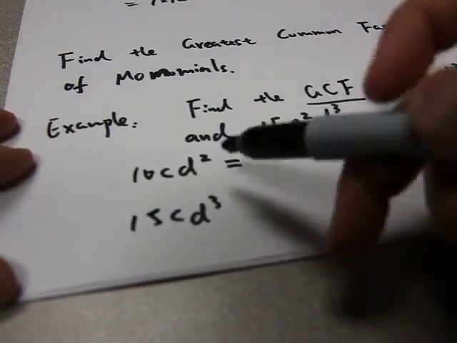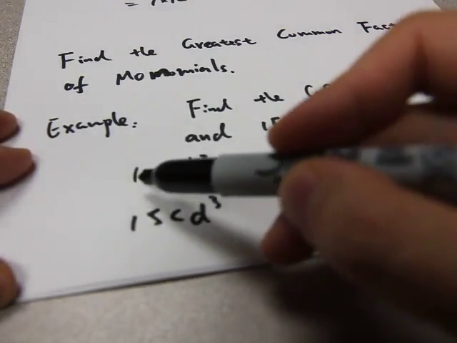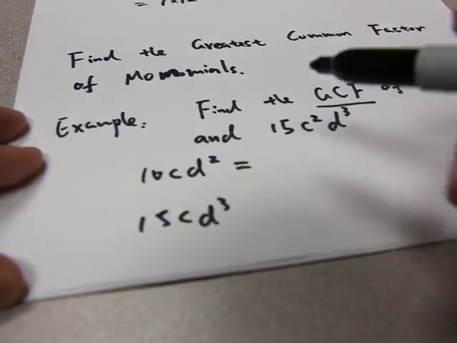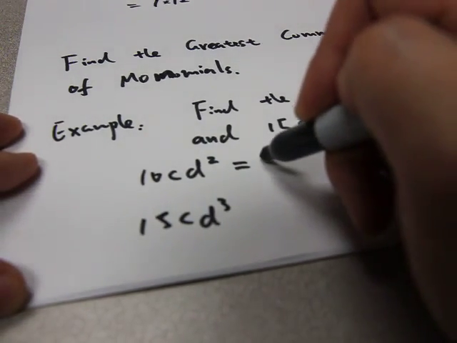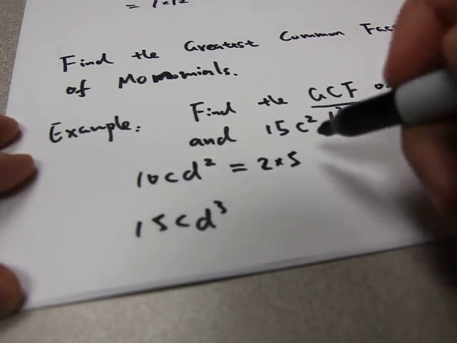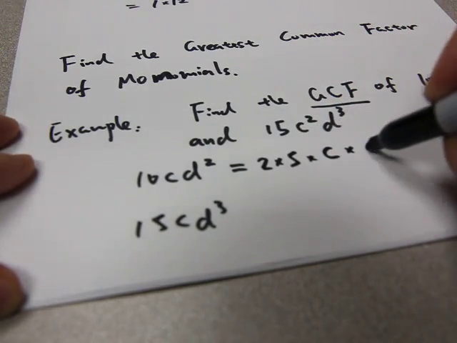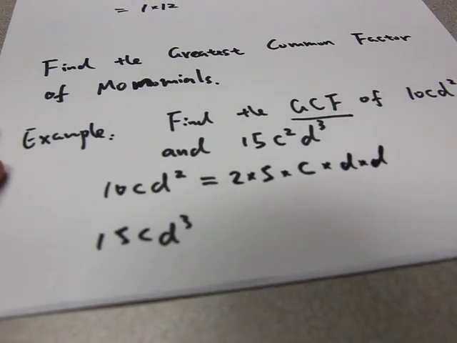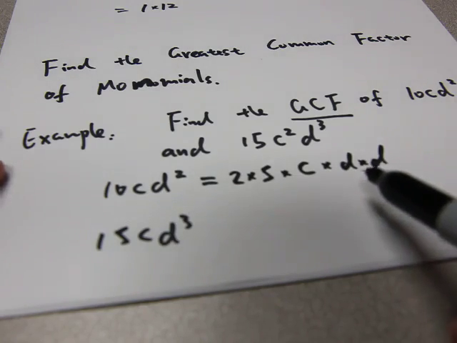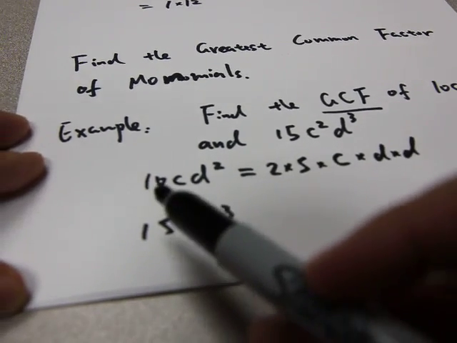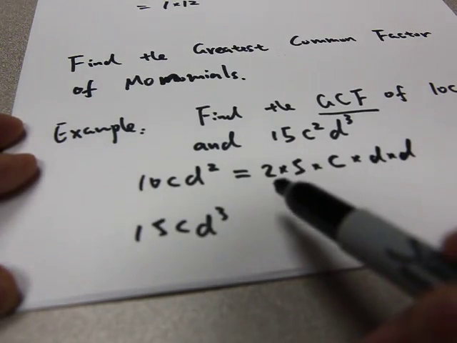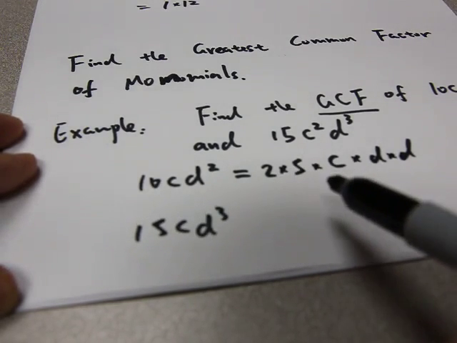So first, I'm gonna split 10cd squared into a product of 2 and 5 times c times d times d, because that's what d squared means. And the reason I split 10 into 2 and 5 is because both 2 and 5 are prime numbers.